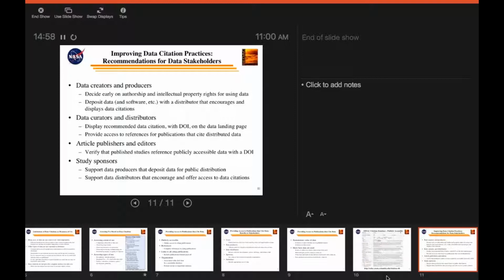So our data landing pages just have the recommended citation, an abstract, and the title of the data set and the collection that it's in, of course, and then links to the metadata, documentation, related maps, and services, etc.